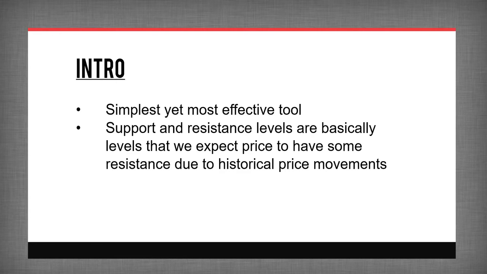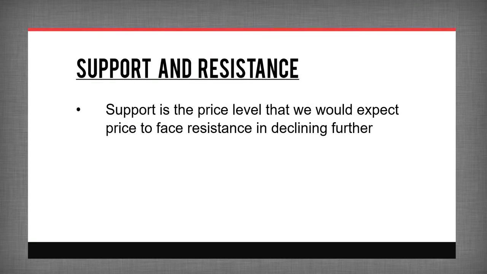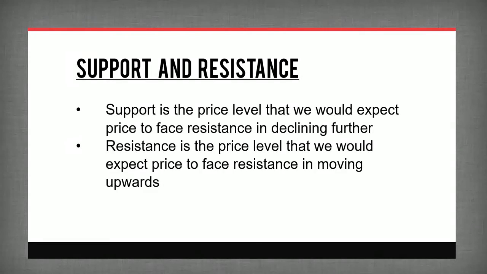Support and resistance lines, or levels, are basically prices at which we believe the markets will face some resistance due to historical price movements. When we talk about support, we refer to the price level at which we expect price to start facing resistance when it comes to declining any further. Likewise, resistance is the price level at which we expect price to face resistance when moving upwards.